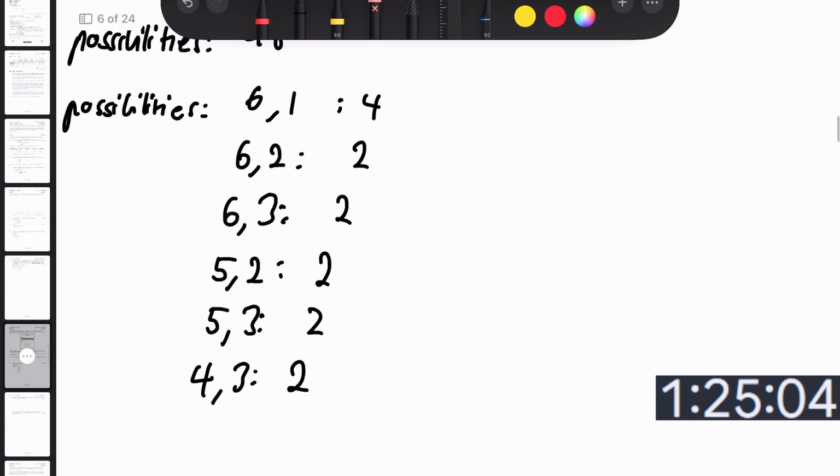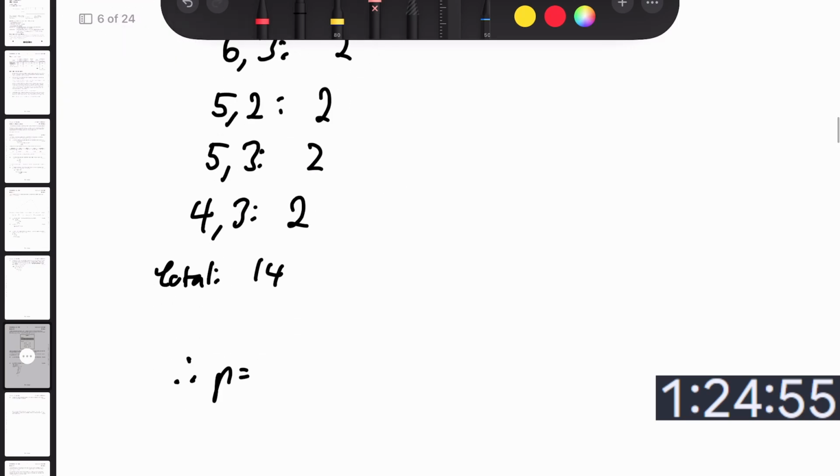So then the total is 6, 8, 10, 12, 14. Therefore, P equals 14 on 48, which is equal to 7 on 24.